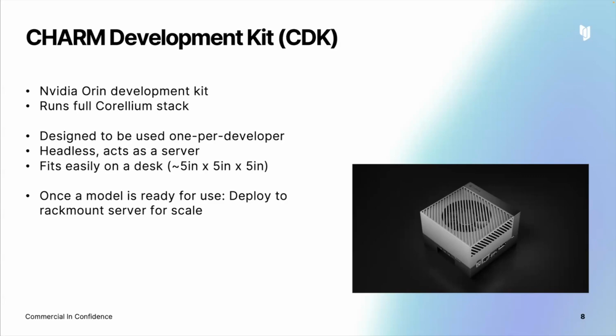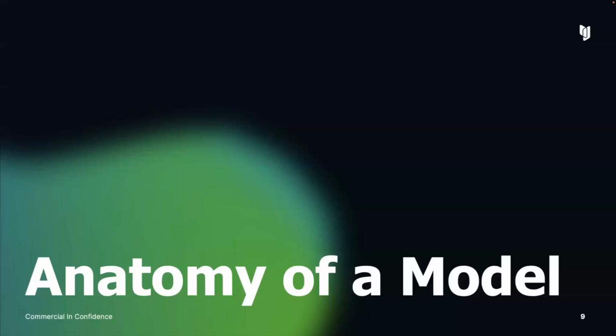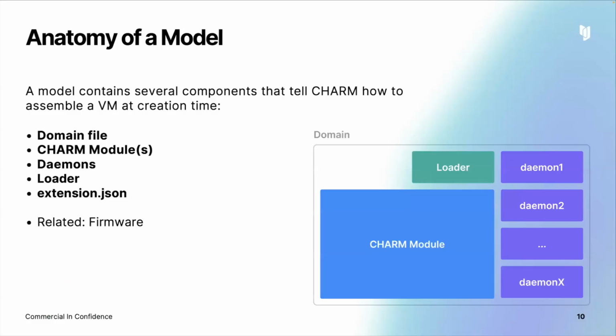Once a model is ready for production use, it can be deployed to full-size Corellium servers for scaling purposes. A model in CHARM encapsulates a number of components, which are then packaged into an extension. At runtime, an extension is used to create a domain, which is the unit of a virtual machine. We'll go through each of these components in more detail in the next slides.